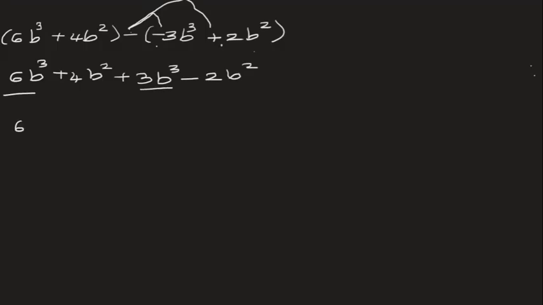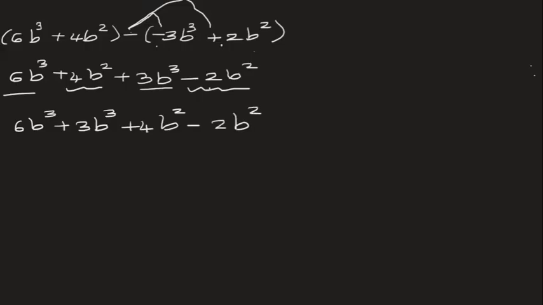So this and that are like terms. So we're going to have 6b cubed plus 3b cubed. 4b squared and negative 2b squared are like terms. So we write them like that. So what we're going to have, 9b cubed plus 2b squared. That's our answer.